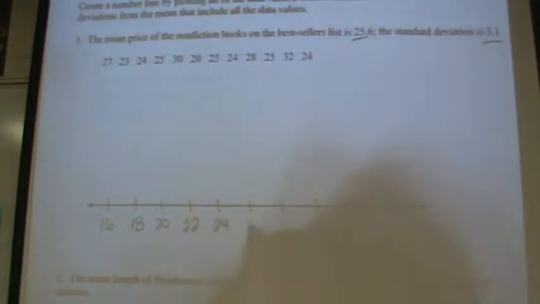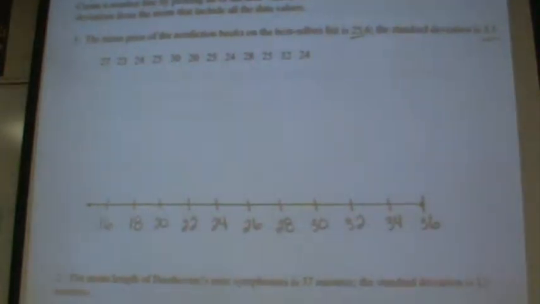So we're going to create a number line. And I'm going to count by 2's on my number line. And again, yours doesn't have to look exactly like mine. As long as it includes all the information, it doesn't really matter. So I just started at 16, counted by 2's, and went to 36.